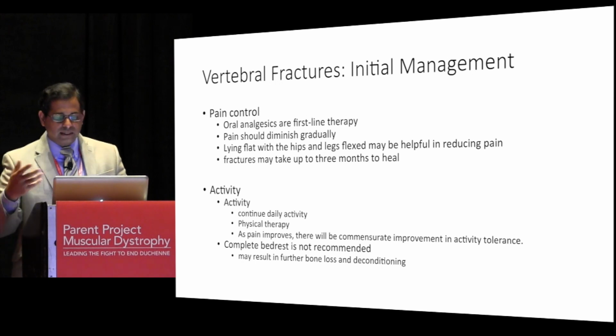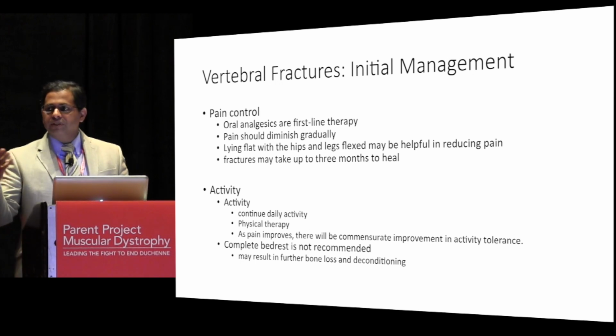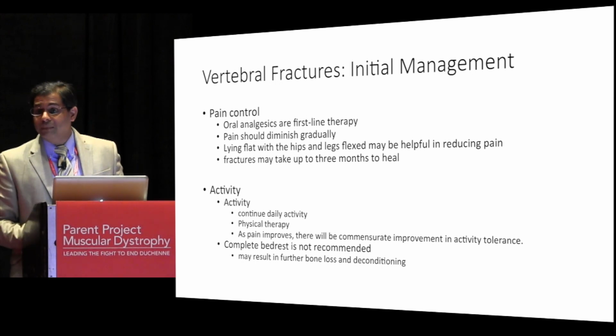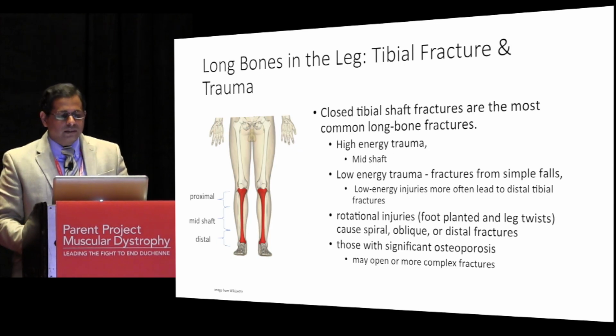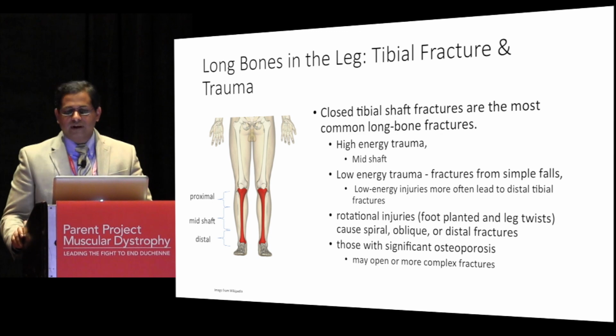And how long does it take before the vertebral fracture often heals? It's about three months. So at least the pain will go down roughly in 3 months, but they will still continue to have chronic pain, but the acute pain will go down a little bit. So let's talk next about long bone fractures, right?